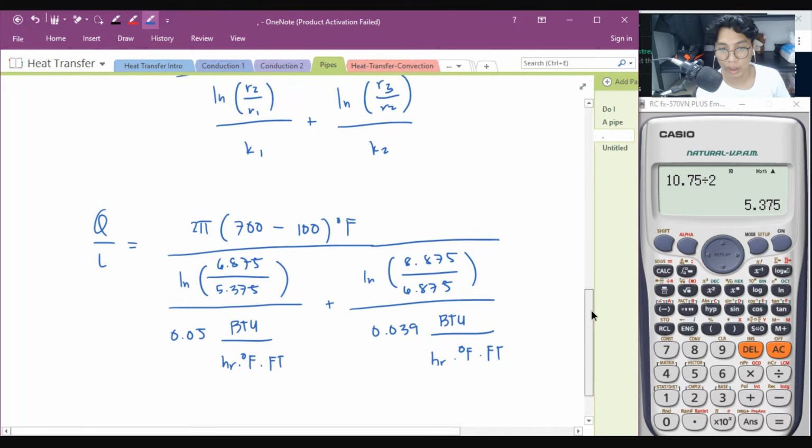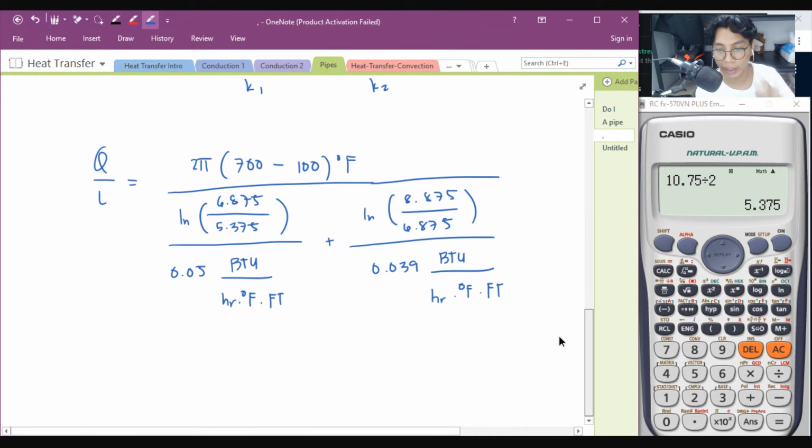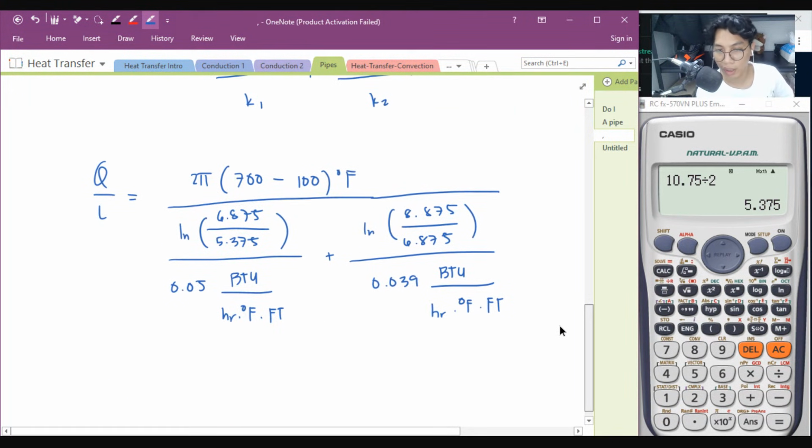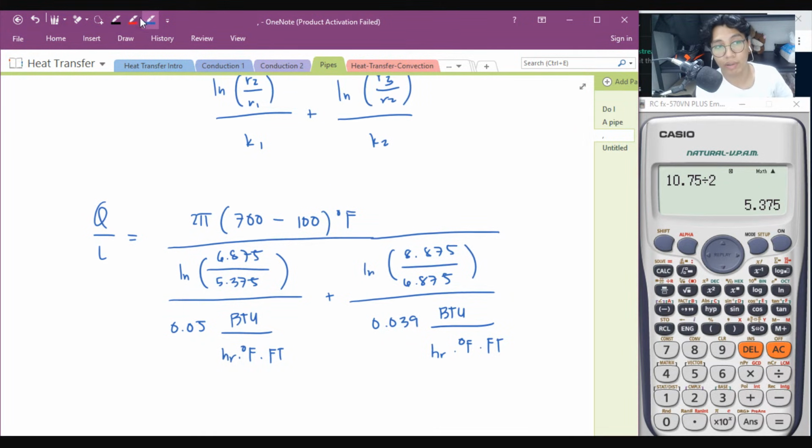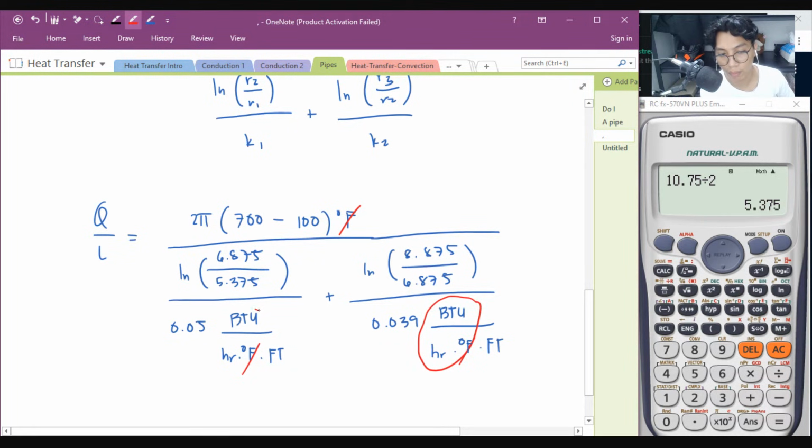What are we getting here? Per feet length. Okay, per feet length. What can we cancel here? Look at what can be canceled. So, degree Fahrenheit, degree Fahrenheit, degree Fahrenheit, BTU per hour. Okay? BTU per hour is the unit of heat loss, and then per feet length. So, the two remain. Okay? So, we can now solve for the value.